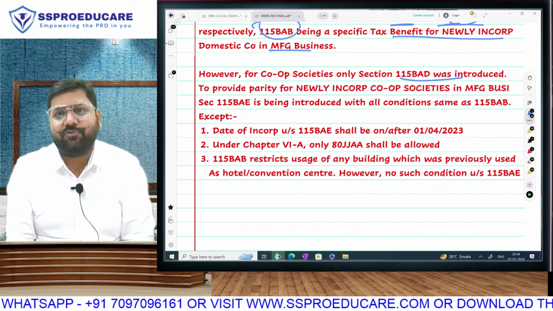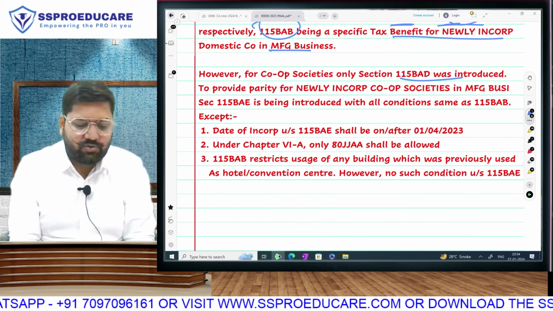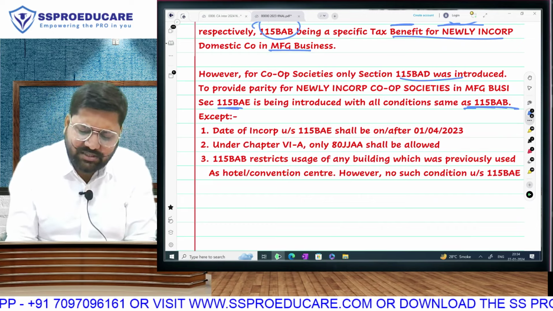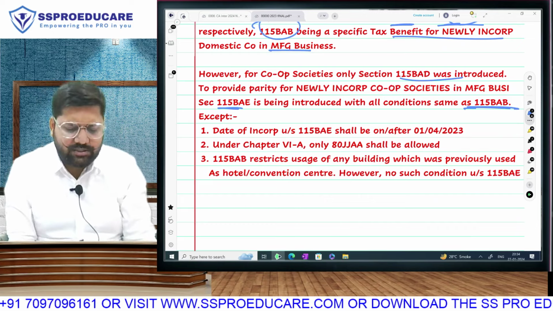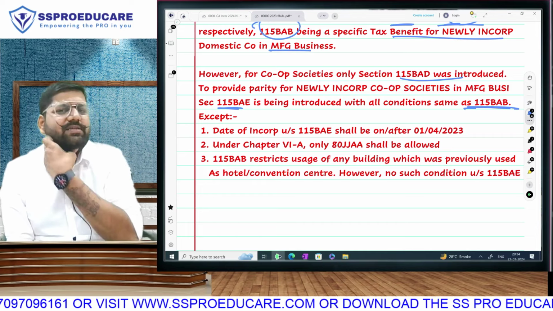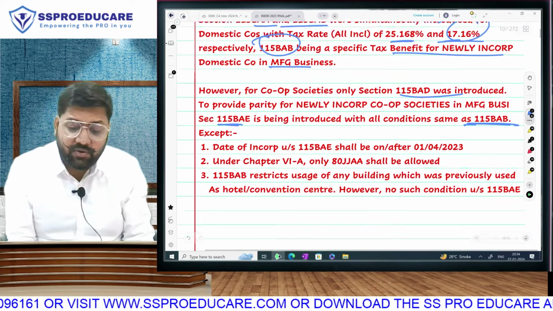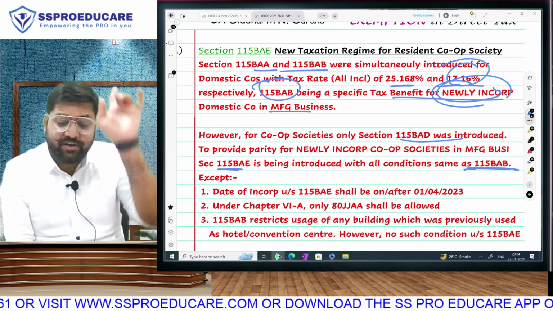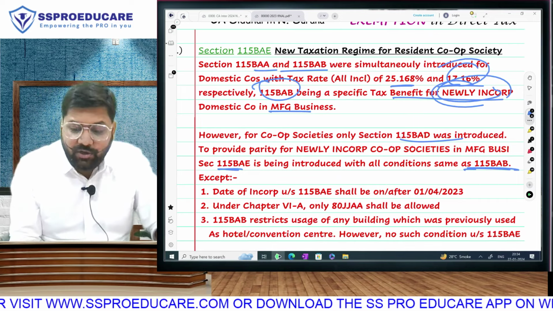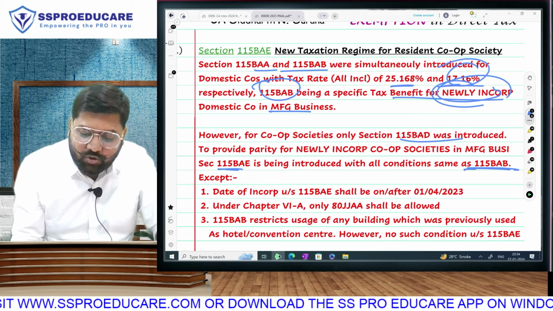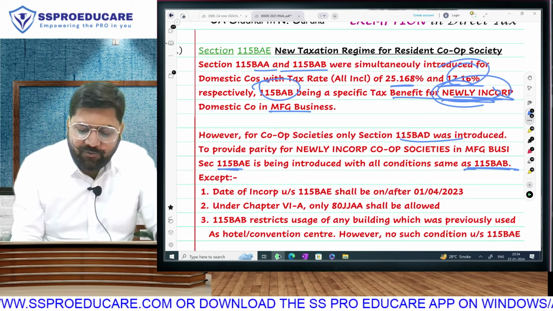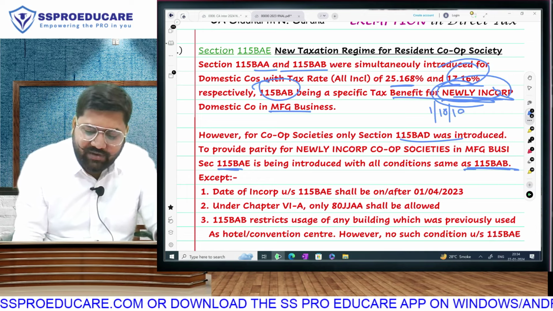Okay, so there are cooperative societies who are in the manufacturing business. So 115BAE is being introduced on the same lines. All conditions are the same with little changes. One change is that this is a newly incorporated manufacturing company. This was introduced in 2019. So newly incorporated means on or after 1st October 2019. The allowed date for incorporating this was on or after 1/10/19.